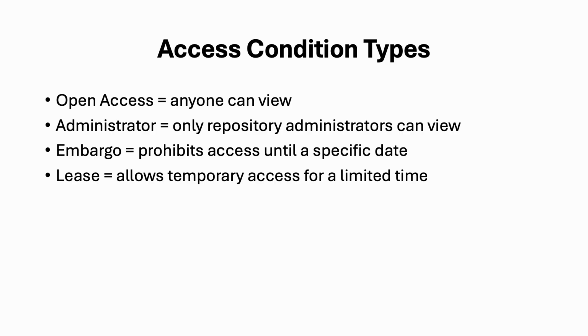Embargo prohibits access to an item's metadata and/or bitstreams until a specific future date. It's often used when publishers require a waiting period. Lease is the opposite. It allows temporary access to an item's metadata and bitstreams for a limited time and then automatically revokes it.